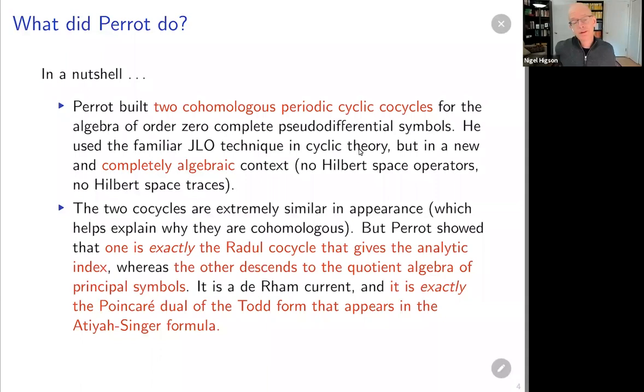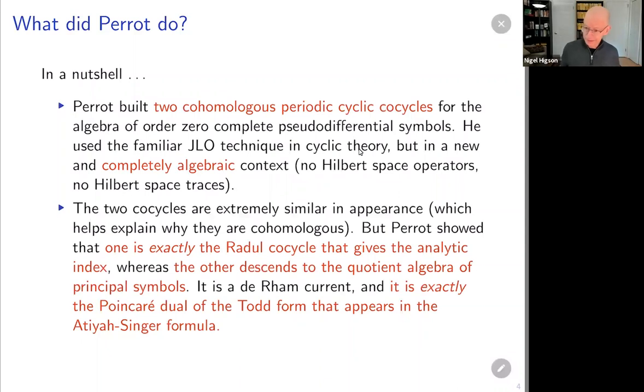But then something rather interesting happens. First of all, by virtue of the fact that the two cocycles are basically the same, it turns out that they are in fact cohomologous. But one of them directly relates to analytic index. One of them is exactly the so-called Radul cocycle from the theory of central extensions of the algebras of pseudodifferential operators. And so it's known to be directly related to the analytic index of the Atiyah-Singer theorem.